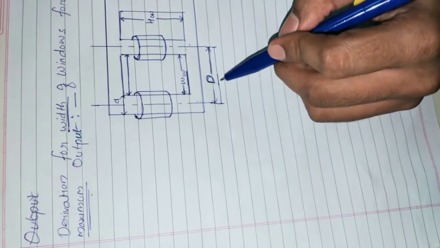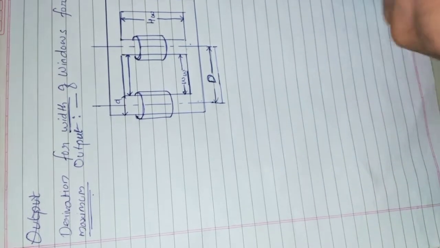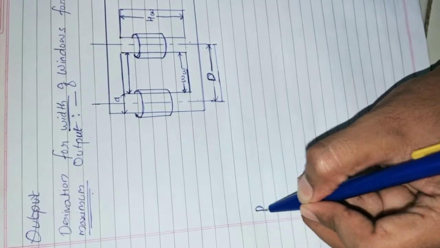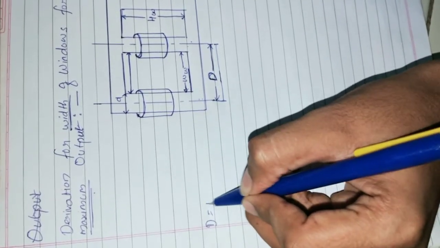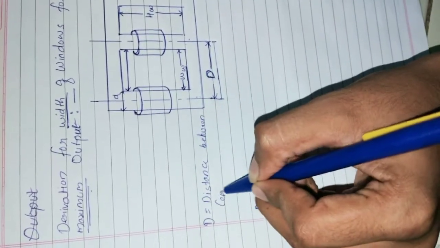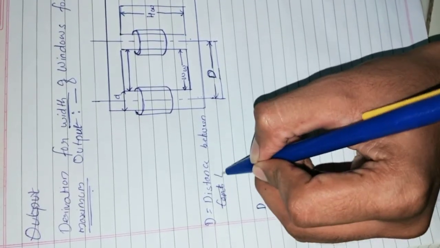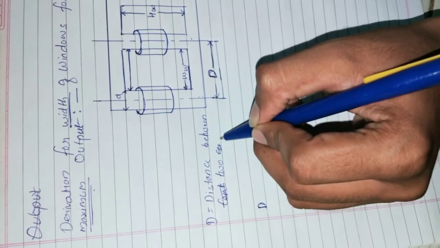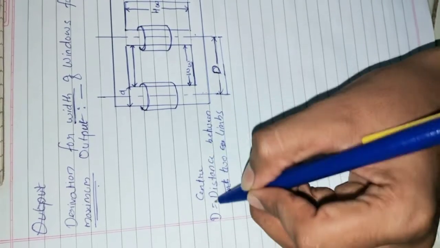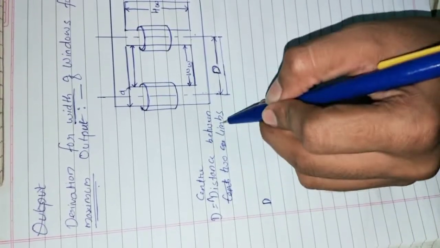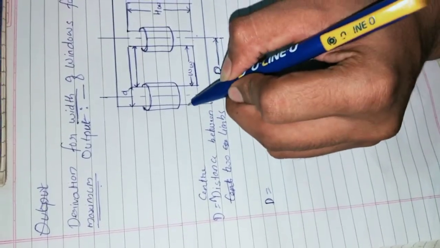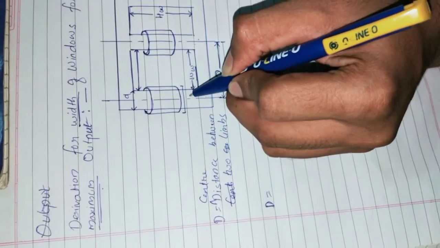So first we will see what D is in terms of copper, in terms of iron, and in terms of insulation. So we will take D is equal to the center distance between two limbs. Okay, so D will be, just see, this area is considered as D.